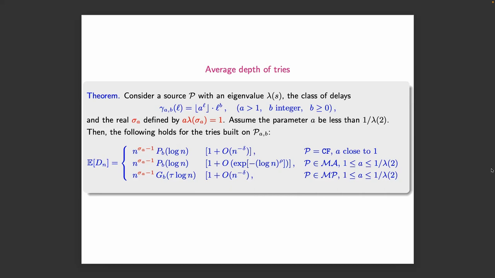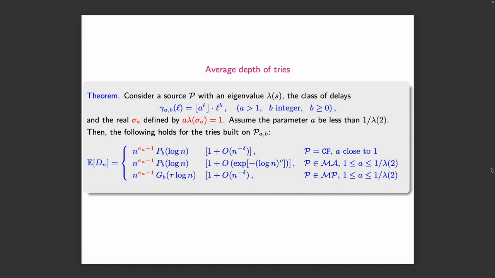You see here the dominant term, and here we have the remainder term. And when A is not equal to one, for the expectation of the depth, we have something which is now exponential with respect to n. Here we have the same property as before: PB or GB is a polynomial or mixed polynomial and a periodic function of log n.